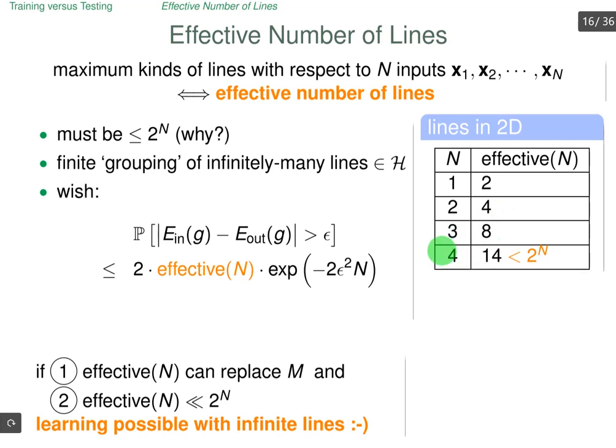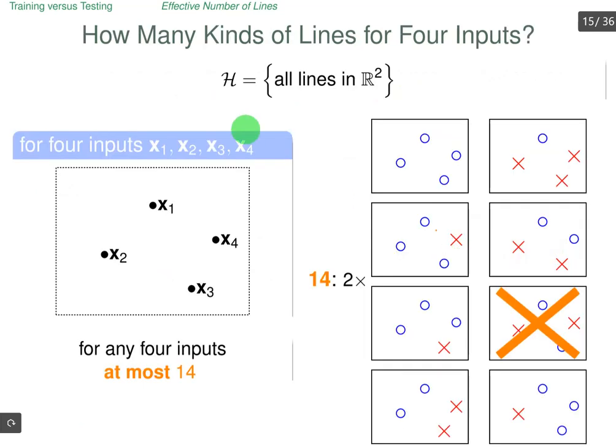How about 4? In the 4-point case, we will have 14 hypotheses grouped by kind, which is less than 2 to the n. 2 to the n, for 4 points, would be 16 hypotheses by kind. Let me go back to demonstrate this example. So here we have 4 points, x1, x2, x3, and x4.